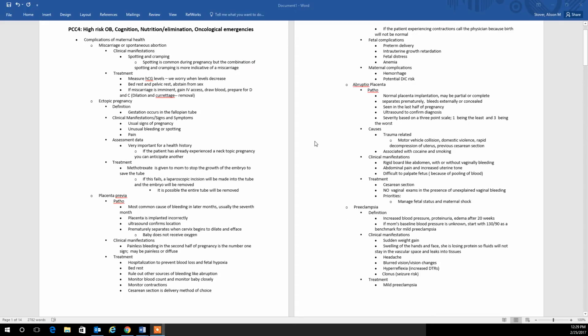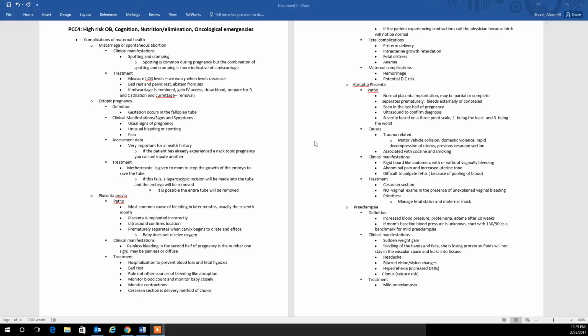Complications of maternal health include spontaneous abortion. Clinical manifestations are spotting and cramping. Spotting is common during pregnancy, but it's when you have the spotting and the cramping that is more indicative of miscarriage. Treatment would be to monitor the HCG levels, bed rest, and if miscarriage is imminent, D&C will be performed.